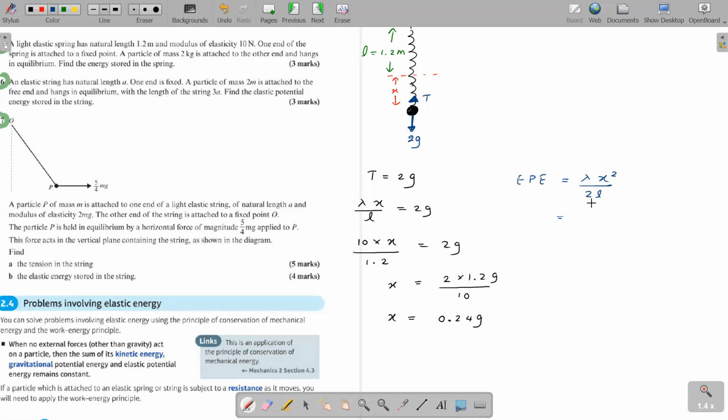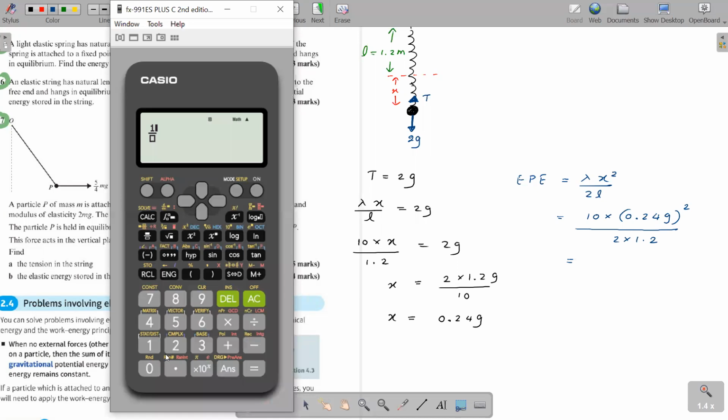Lambda value is 10, x is 0.24g whole thing square over 2 times natural length is 1.2. What is the answer? So this is a matter of typing the whole thing in the calculator. 10 into 0.24 into 9.8, whole thing square, right? Over 2 into 1.2. So the answer is 23.0496. Do you agree?